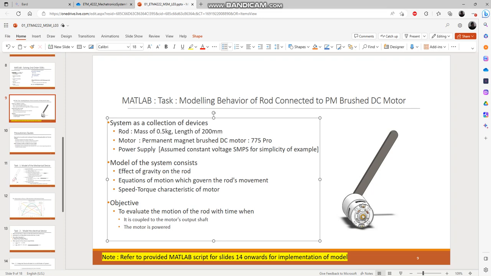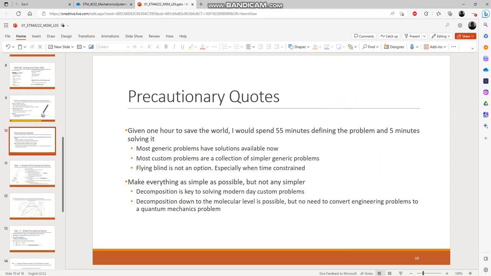The motor is a common permanent magnet brushed DC motor, which is sold under the brand 775, and we'll operate it under a constant voltage power supply of 12 volts. The rod will be at rest prior to powering the motor, and the objective of developing this model is to evaluate the motion of the rod after the motor is powered. Well, I suggest you read through this.